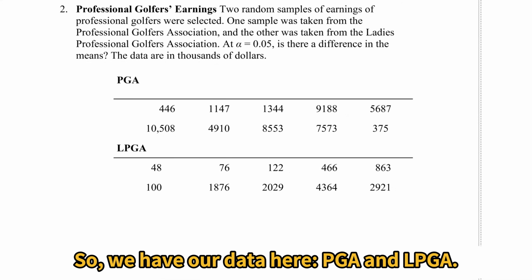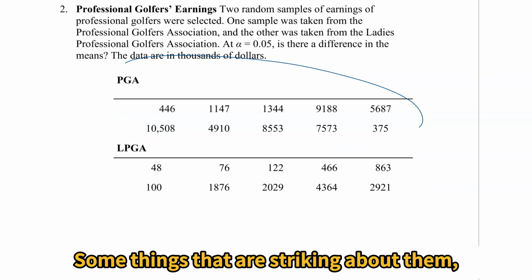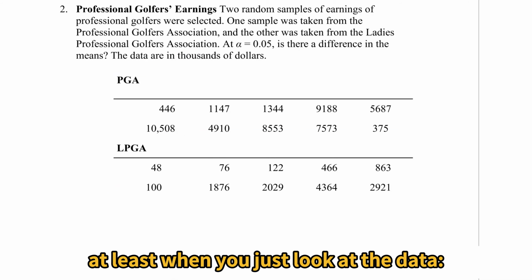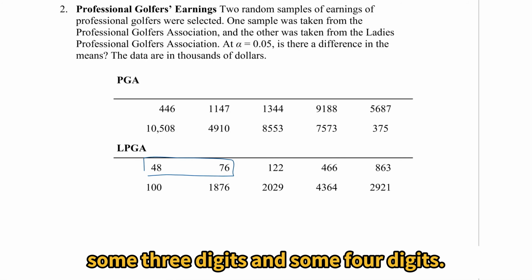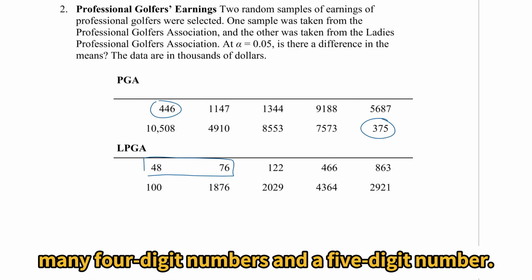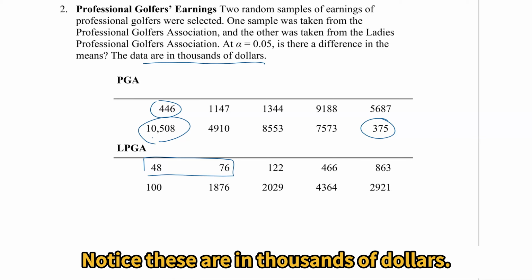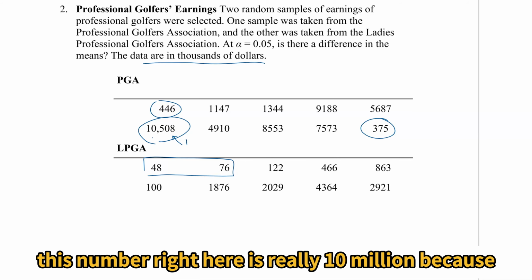So we have our data here, PGA and LPGA. Some things that are striking about them, at least when you just look at the data. LPGA has 2-digit numbers, some 3 digits, and some 4 digits. PGA has 2 3-digit numbers as their lowest, many 4-digit numbers, and a 5-digit number. Notice these are in thousands of dollars. So this is 10,000 thousands. This number right here is really 10 million.